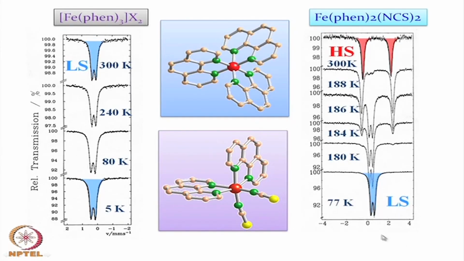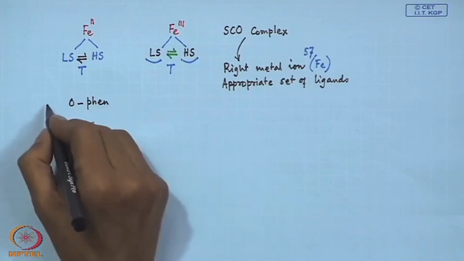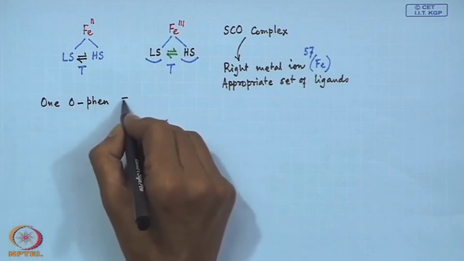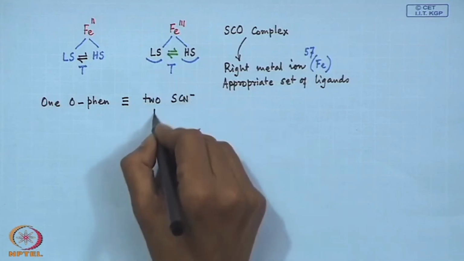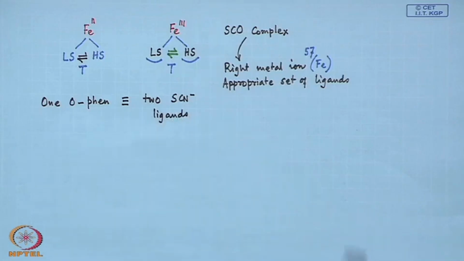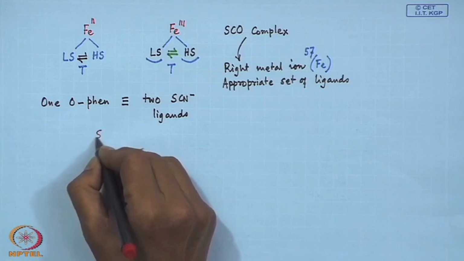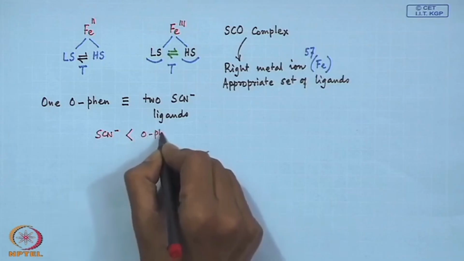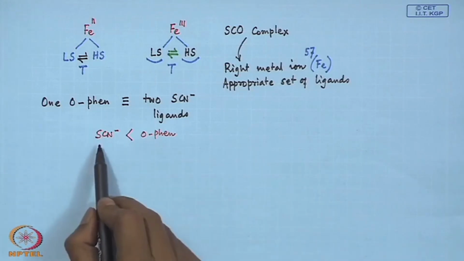We will find that here the expected thing is operating, that as we reduce the crystal field strength by substituting the phenanthroline, one orthophenanthroline is changed with 2 SCN minus ligands, and in the spectrochemical series we all know that SCN minus is less than orthophenanthroline. So, phenanthroline will exert a stronger crystal field compared to thiocyanate.